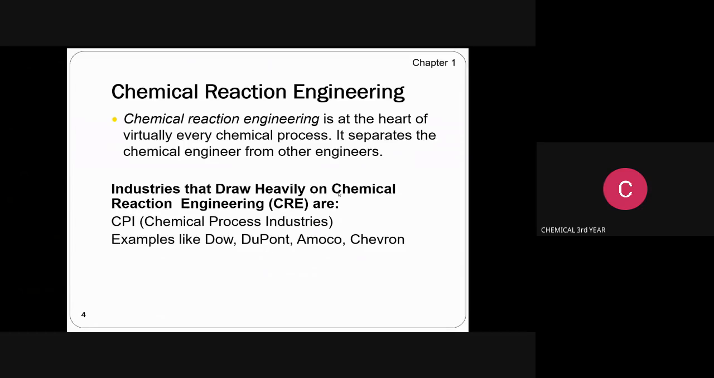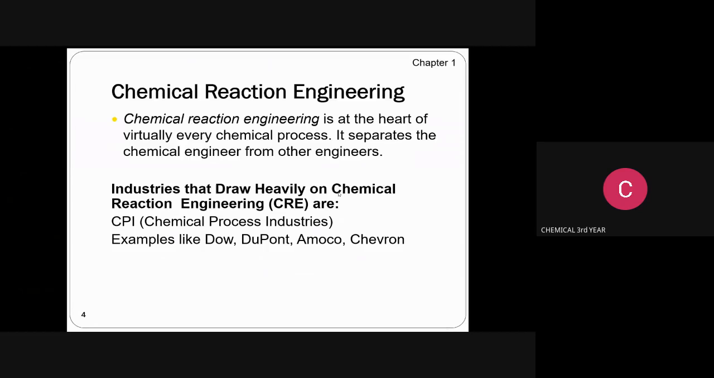Now we are going to talk about what chemical reaction engineering is, which is the basic subject. Chemical reaction engineering is the heart of every chemical engineering paper. Generally, we all know about chemical reaction engineering and thermodynamics, heat transfer, and mass transfer. Mechanical department students also study heat transfer, mass transfer, and thermodynamics papers, but not the chemical reaction engineering paper. So we can easily decide that chemical reaction engineering is the most important paper in the chemical engineering field.